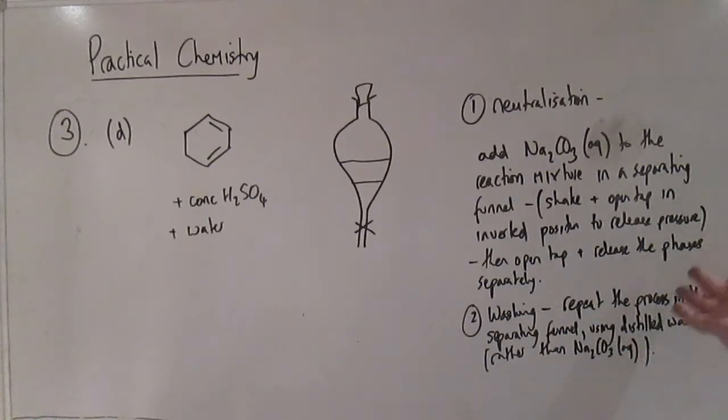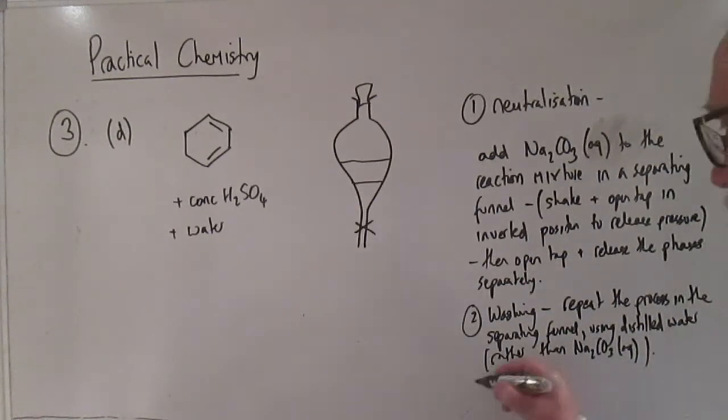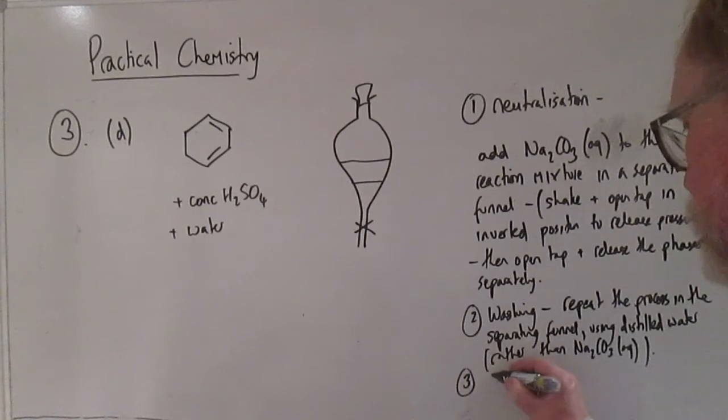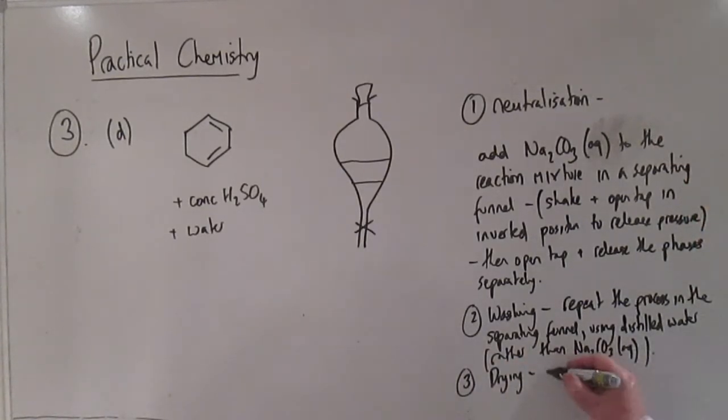However, your products are still going to be wet. There's still going to be traces of water there. So the third step is drying. So you collect your organic phase in a conical flask.